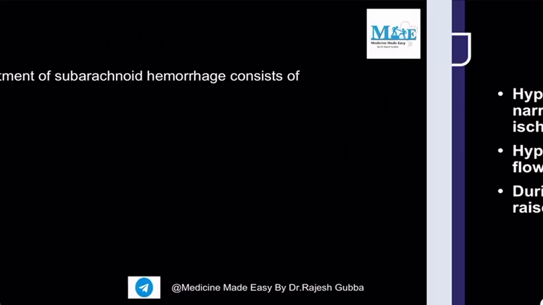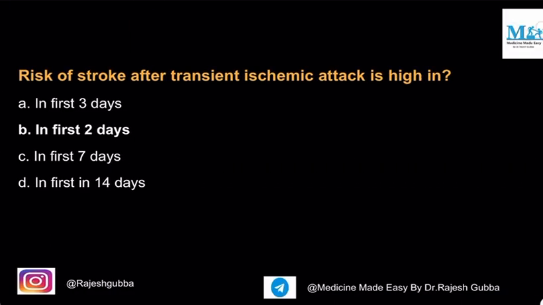Next question, that is, risk of stroke after transient ischemic attack is high in first 3 days, in first 2 days, in first 7 days, in first 14 days. Very important question. Remember, the risk of stroke is very high within the first 2 days of the transient ischemic attack. So these are the 5 questions of the quiz.